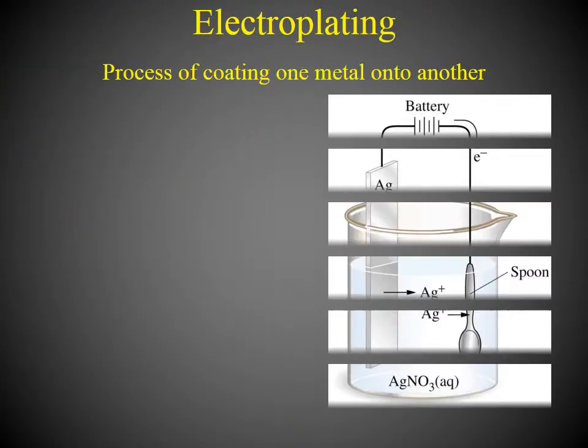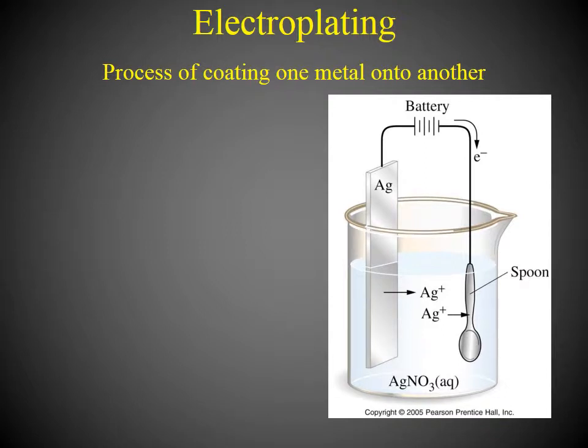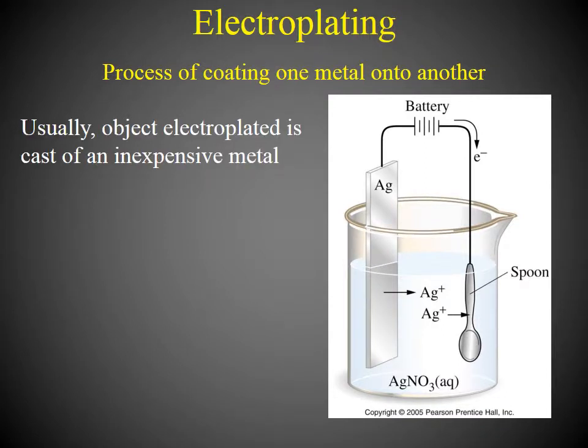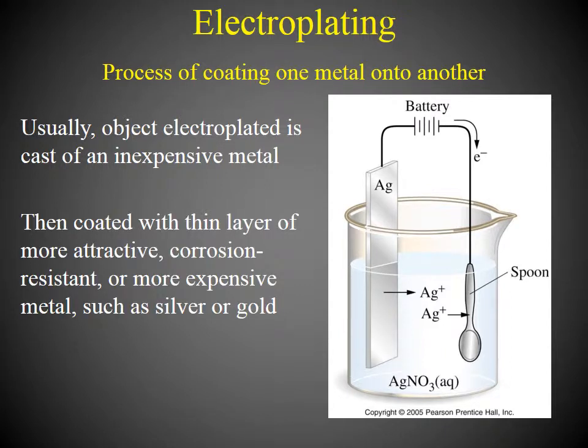Let's talk now about electroplating. It is the process of coating one metal onto another. Usually, the object that is being coated, electroplated, is cast of an inexpensive metal. And the coating is a thin layer. By the way, the coating that we apply through electrolysis is a thin layer of a metal that is either more attractive, corrosion resistant, or more expensive, such as silver or gold. We also use electroplating to purify metals.